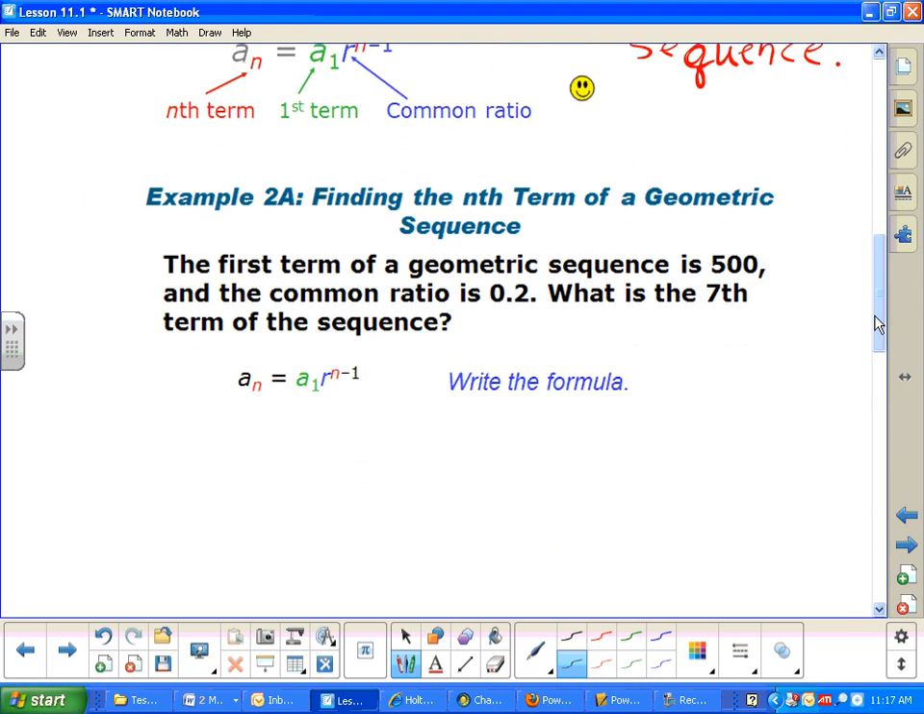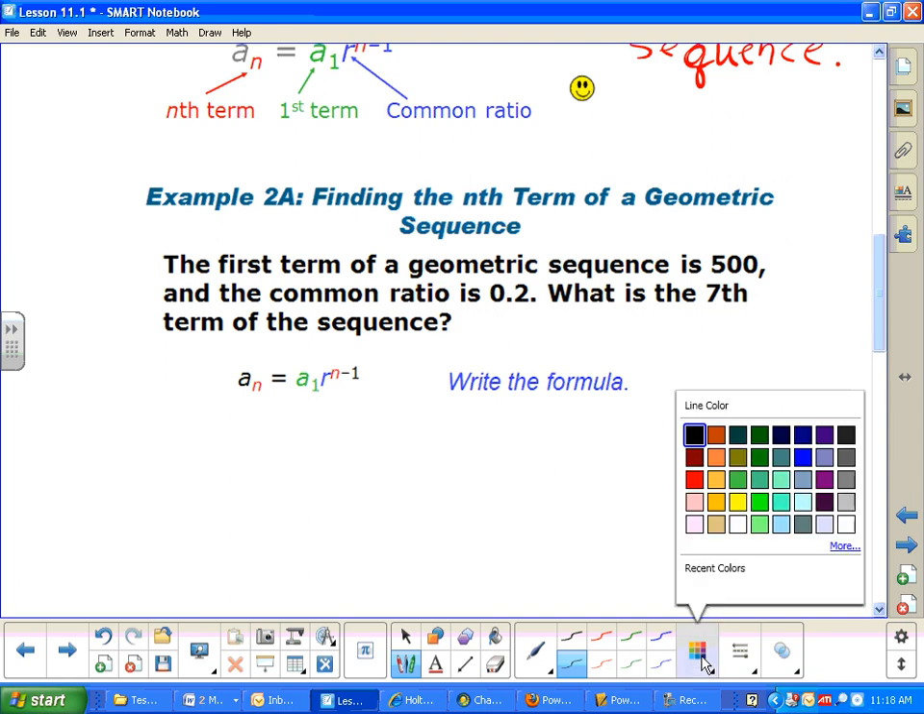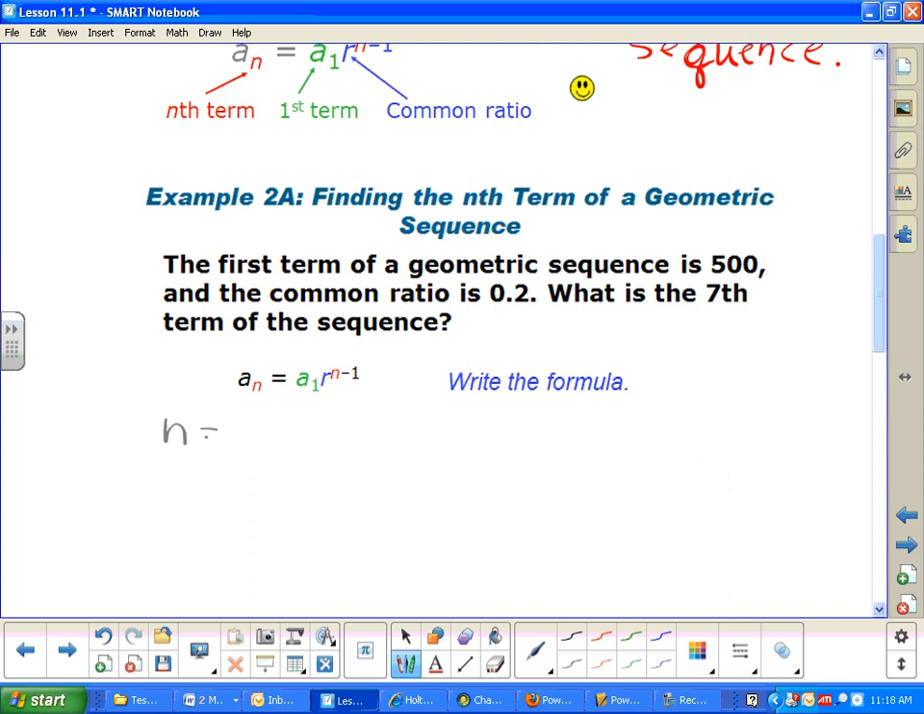So they want us to find the 7th term of a sequence, where the first term of the sequence is 500, and the common ratio is 0.2. Okay. So the first thing we can do is write down the formula. A sub n equals a sub 1 times r raised to the power of n minus 1. So we need to know what n equals, what a sub 1 equals, and what r equals, so that we can plug them into the formula.